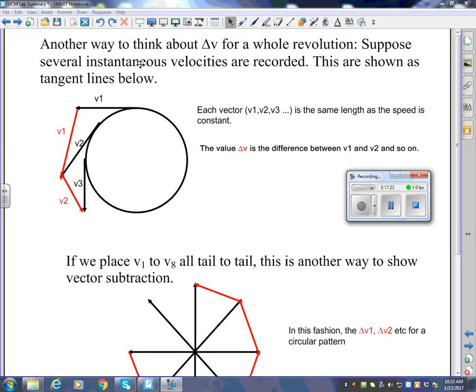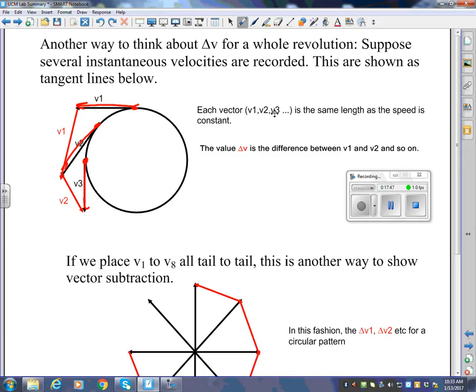Suppose several instantaneous velocities are recorded. These are shown as tangent lines below. So in other words, this is the velocity at that point. This is the velocity at that point. That is the velocity at that point. And you could do that all the way around, right? At that point on the circle, that's the velocity vector. Each vector v1, v2, v3 would be the same length because the speed is constant.